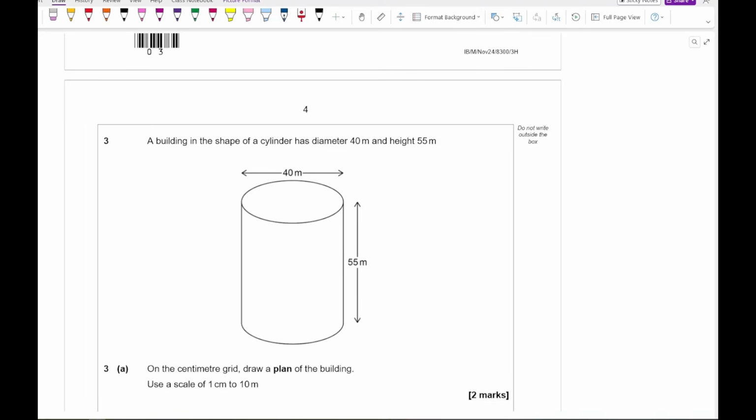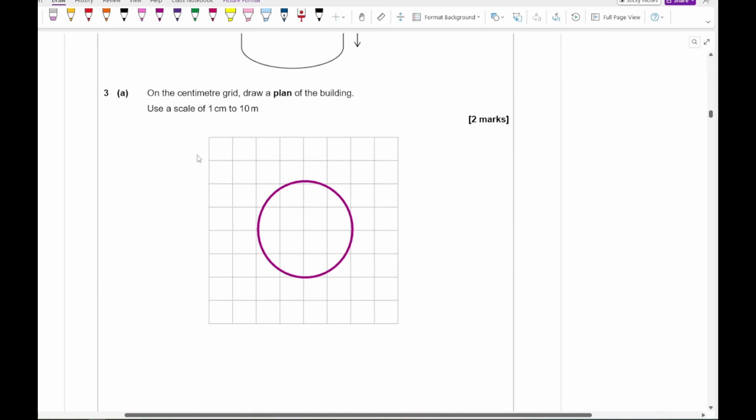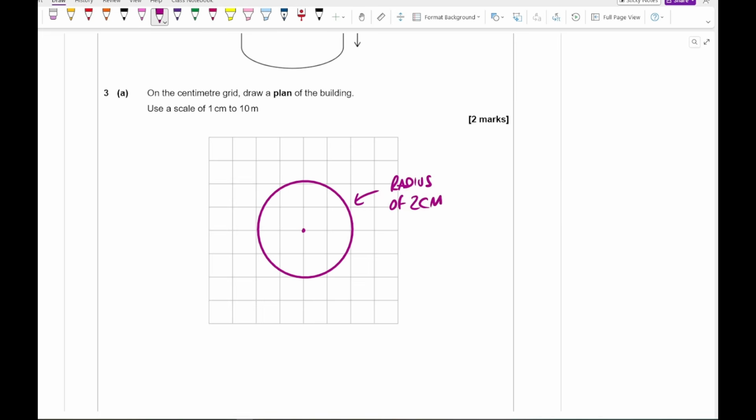Then moving on to question 3, it says the building is the shape of a cylinder, has a diameter of 40 meters and a height of 55 meters. And it says on a centimeter grid, draw a plan of the building, using a scale of 1 centimeter equals 10 meters. So for this, all we need to do is draw a circle with a radius of 2 centimeters, and that is our plan view, the view from above.